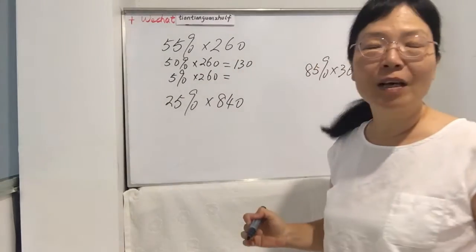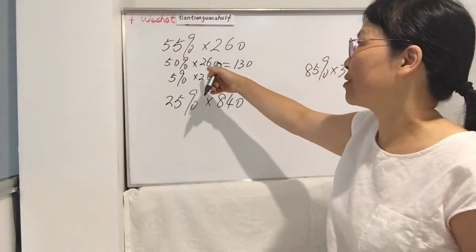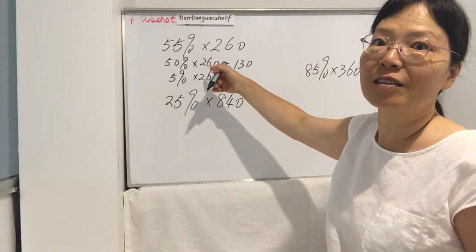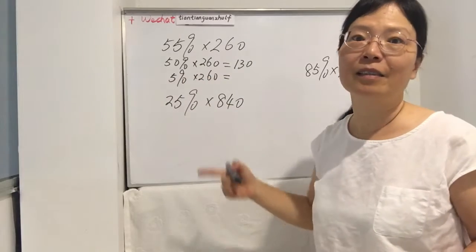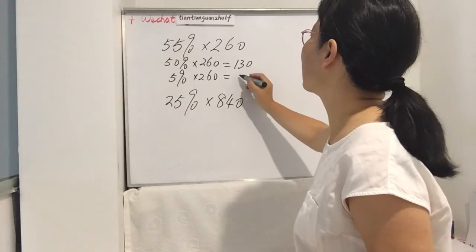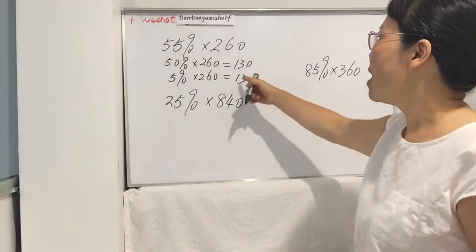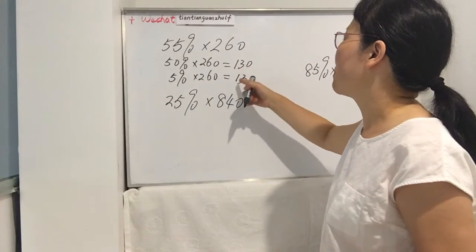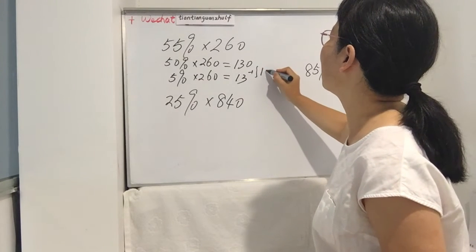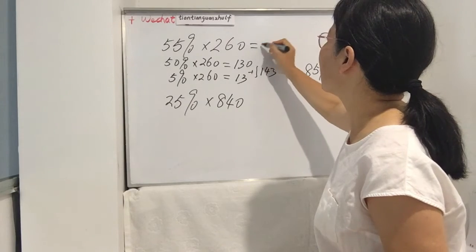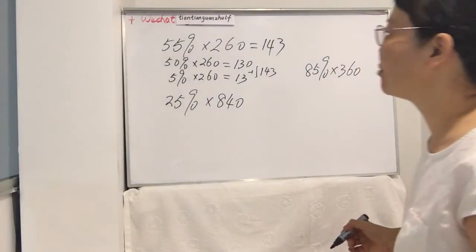And then let's do 5% of it. How much is that? Let's first do 10% of 260 is 26. 26, 5% is 13. So it's 13. And 130 plus 13 is 143. So the answer is 143. Does it work out right? Now let's do the second one.